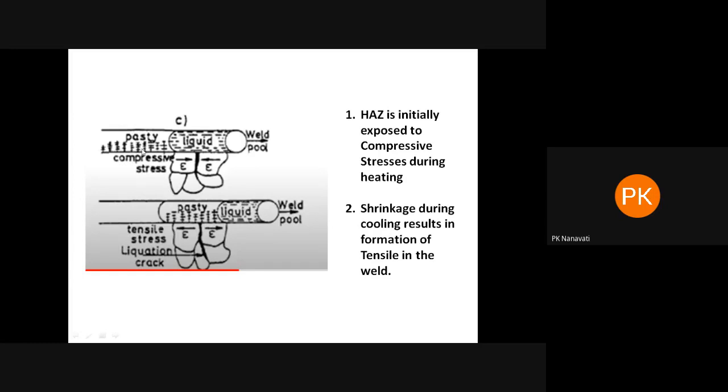That is because of the presence of this low melting point liquid, sulfur and phosphorus mainly, and the presence of residual stresses. So tensile stresses are not favorable for this liquation cracking, right? Okay.